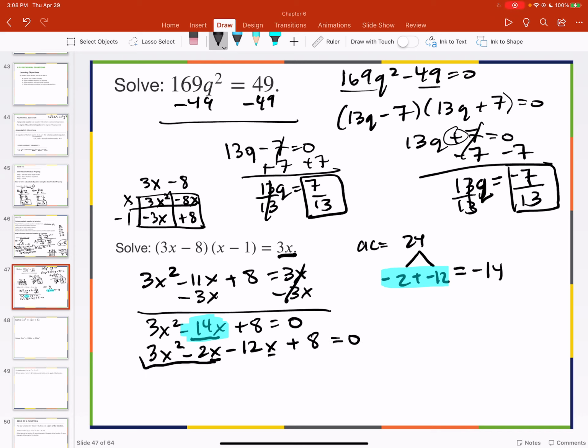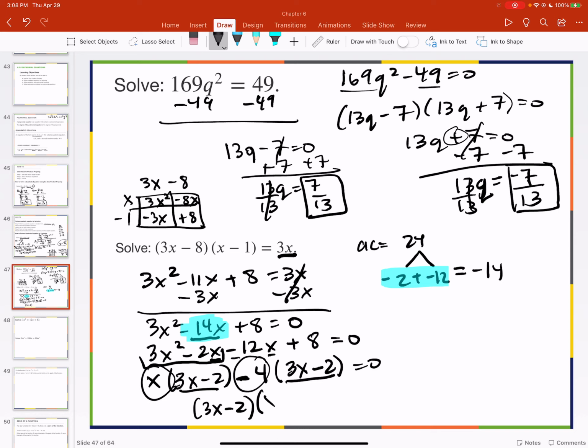So now factor by grouping. The first two have a GCF of x. That leaves us with 3x minus 2. The second two, I'm going to bring out this negative. It has a GCF of 4. That gives me 3x minus 2, and that's equal to 0. So now the common factor, 3x minus 2, comes in front. What's left over is an x minus 4. And now, my friends, this is factored, and it's factored in the way that we want it, where it's equal to 0.